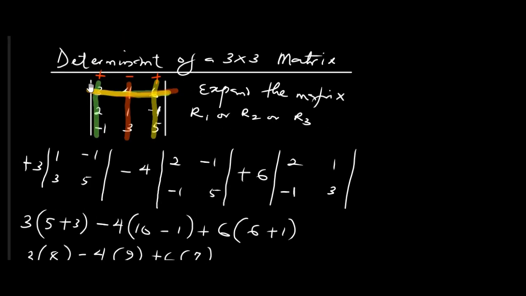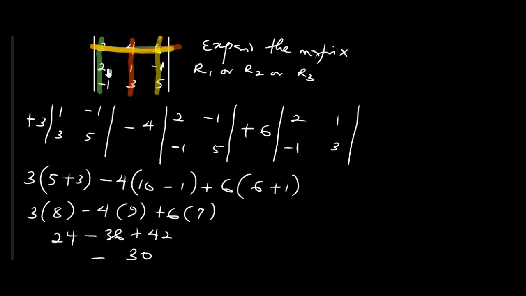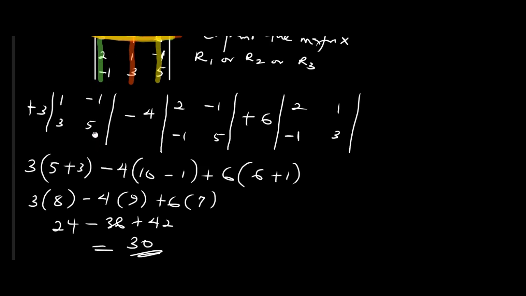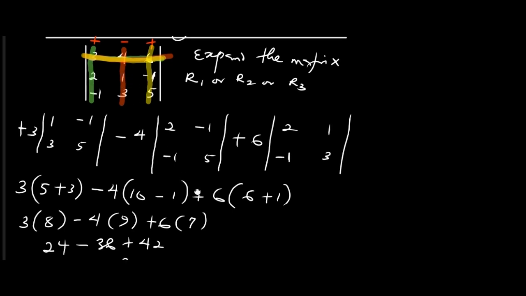So you can decide to expand either across the first row like I did, or you expand across the second row, which is 2, 1, minus 3, or you expand across the third row, which is minus 1, 3, 5. But in all of your expansions, you must not forget this recurring pattern of plus, minus, plus. The first element gets plus, the next one gets minus, the next one gets plus.